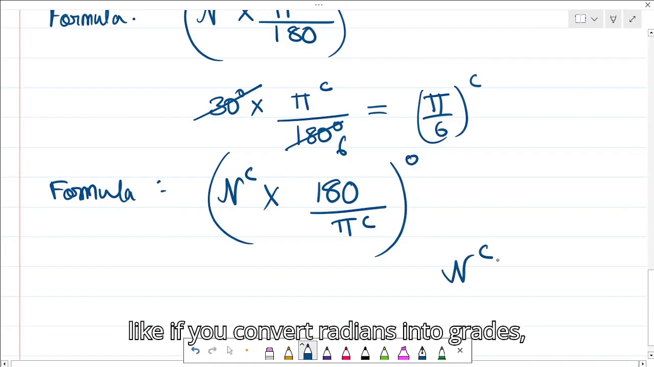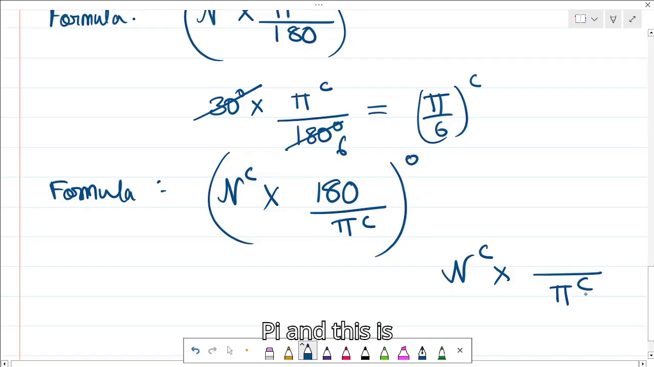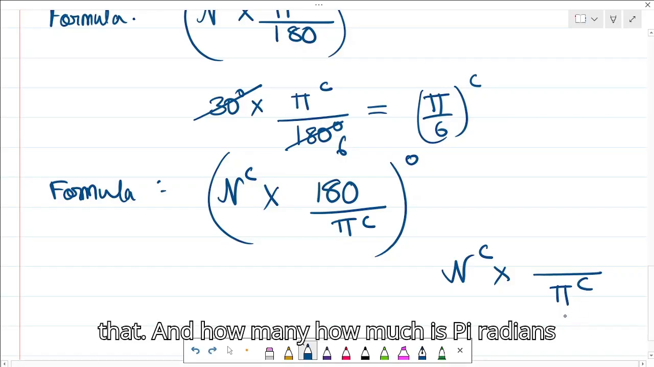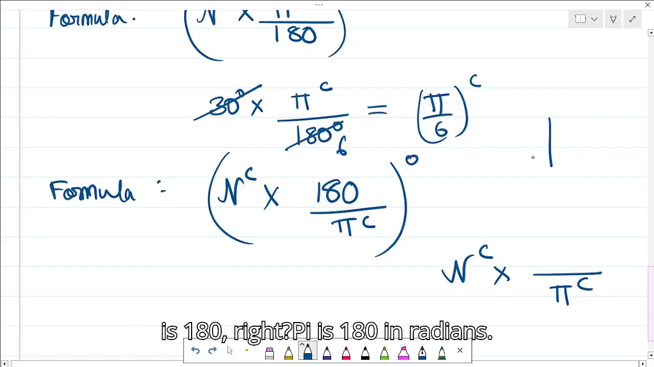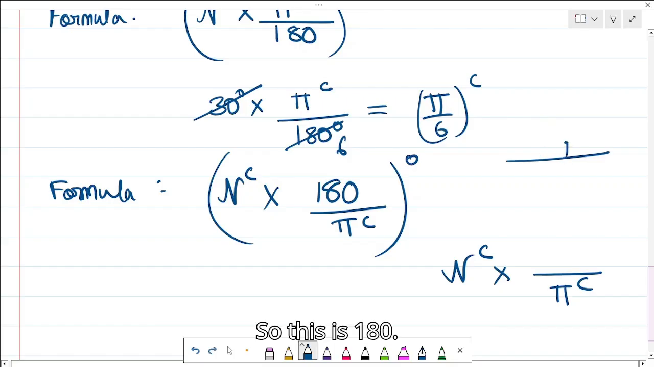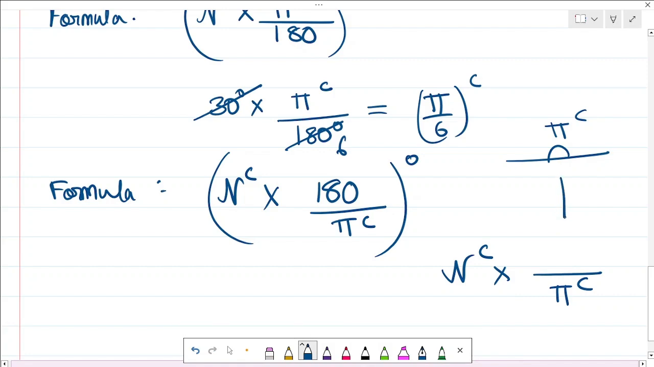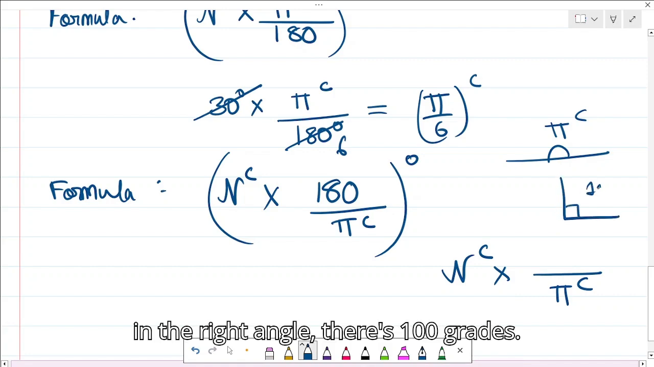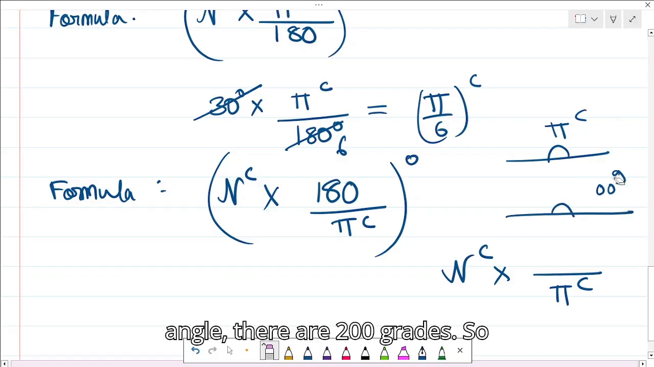Like if you convert radians into grades, then you could say, let me just get pi, and this is radians. So we want to get rid of that. And how much is pi radians in grades, right? So I said pi is 180, right? Pi radians is 180. And in a right angle, there's 100 grades. So in a 180-degree angle, there are 200 grades.